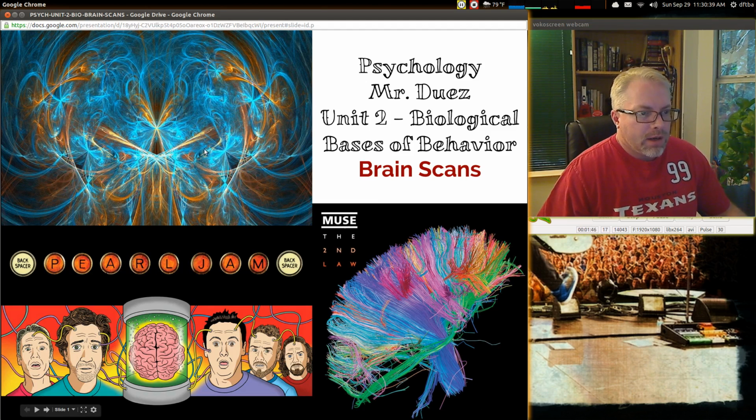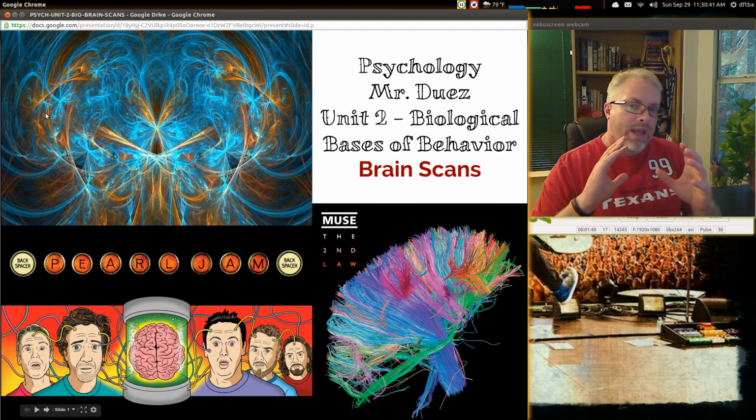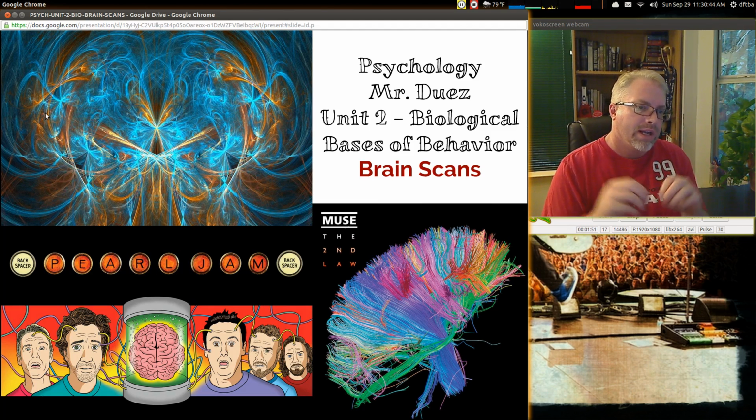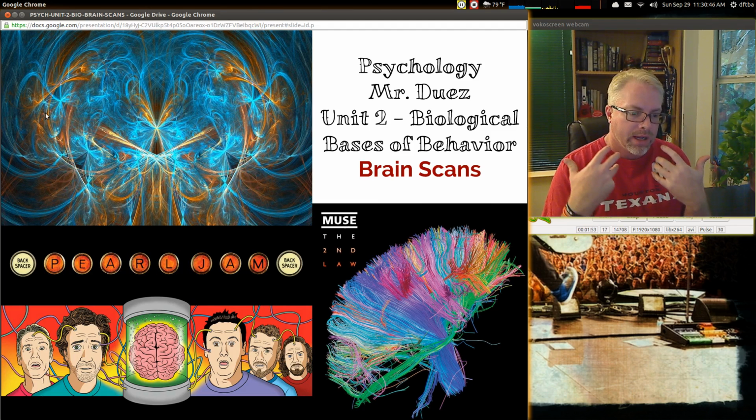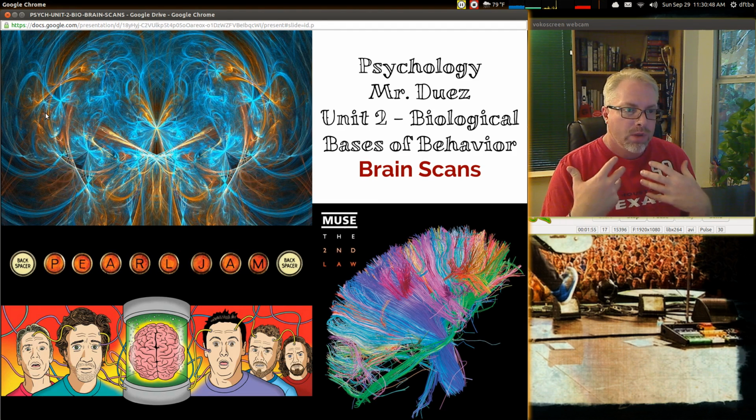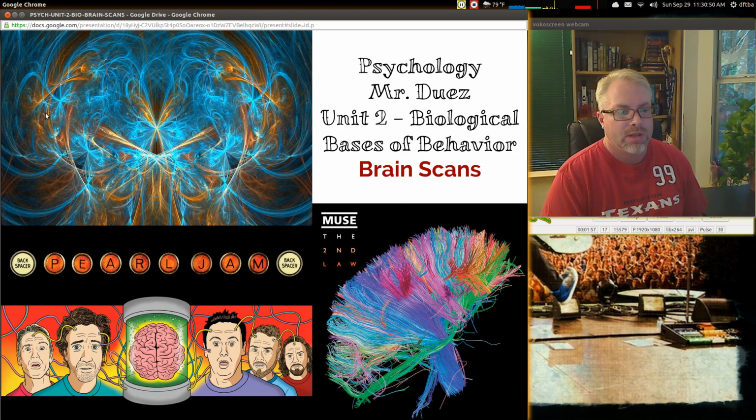The top one up here is another way you can view the neural connections of the brain. So this is just a computer building patterns of where it's finding neural connections. I think that was one I found out there at Duke University. They had an imaging there.